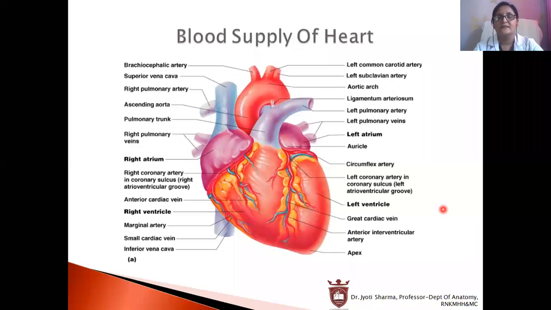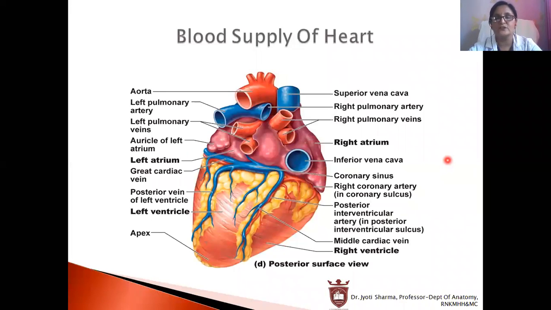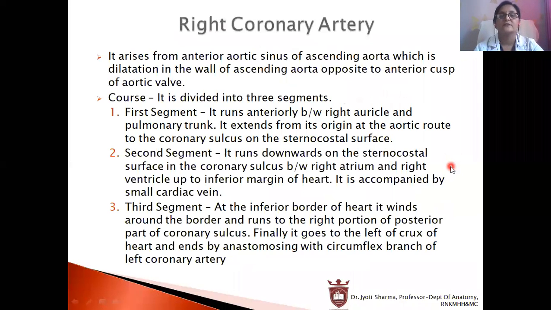Now we can see the blood supply of heart in the anterior view. This is the right coronary artery, the coronary sulcus, and this is the left coronary artery and its branches. This is the posterior view of heart having the left coronary artery and the right coronary artery and the branches of both right and left. Now we see the right coronary artery.